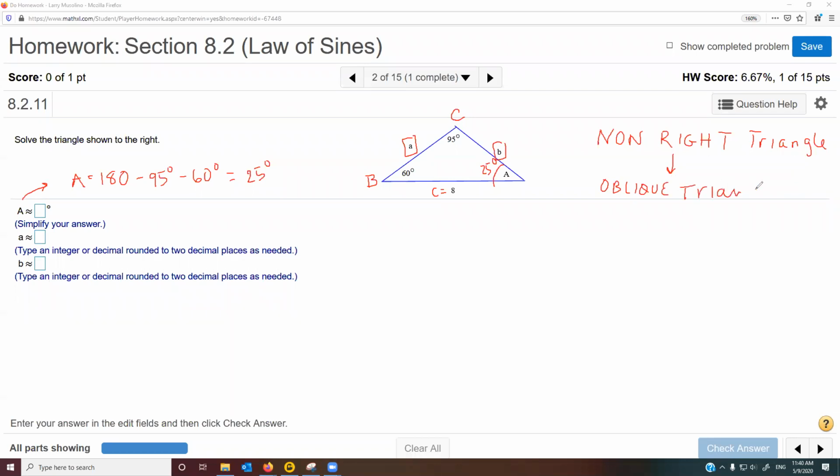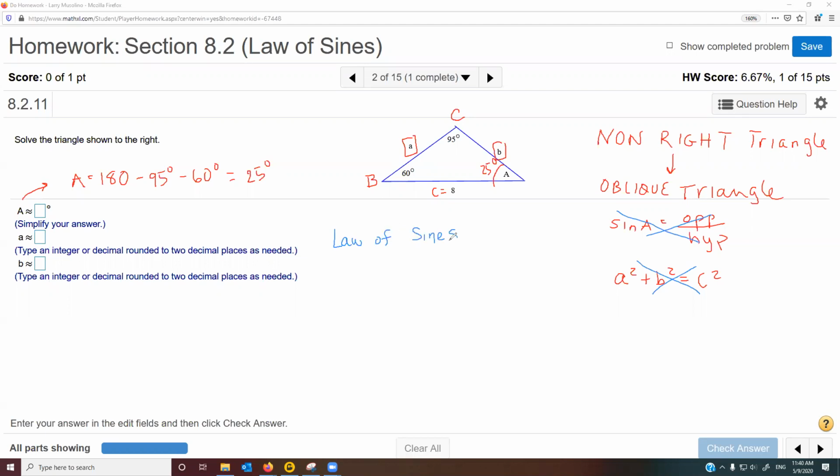Well, I cannot use sine A equals opposite over hypotenuse. I can also not use a squared plus b squared equals c squared, because these two formulas only apply to right triangles. Remember, in these formulas, I would have to know which side is the hypotenuse. But there's no right angle, so there's no hypotenuse in this triangle. So I can't use these formulas. But what I can do is use a formula called law of sines.